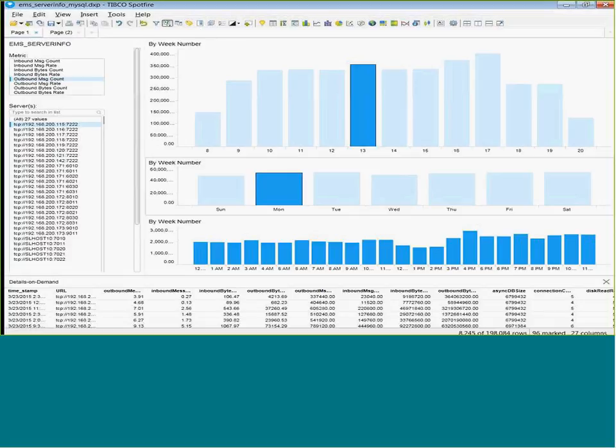So this is a report that has historical information that we've been storing, the outbound message rate counts, and a week number, and these are the kind of reports that your management are going to be interested in. Your management are going to want to be thinking strategically.